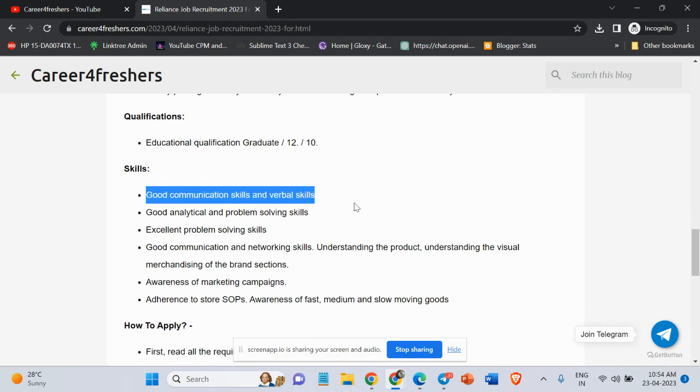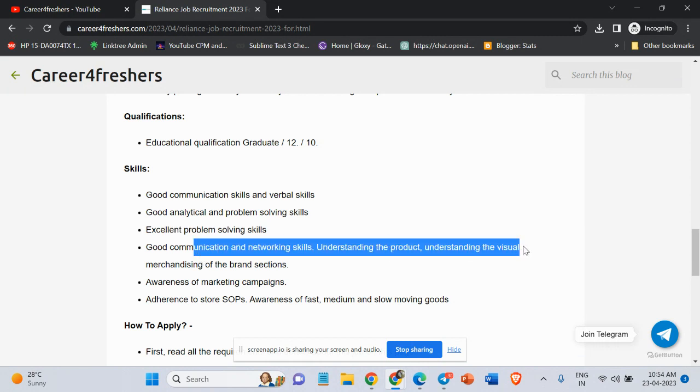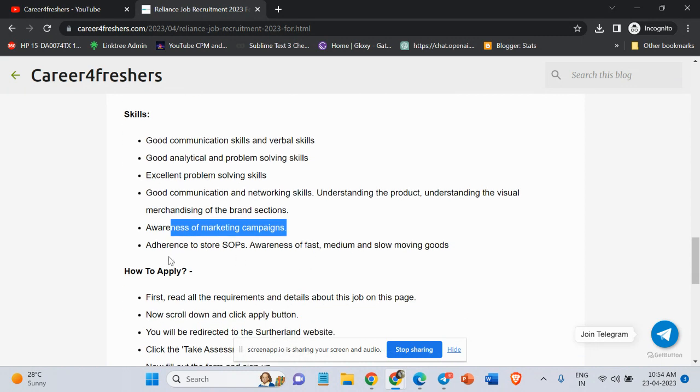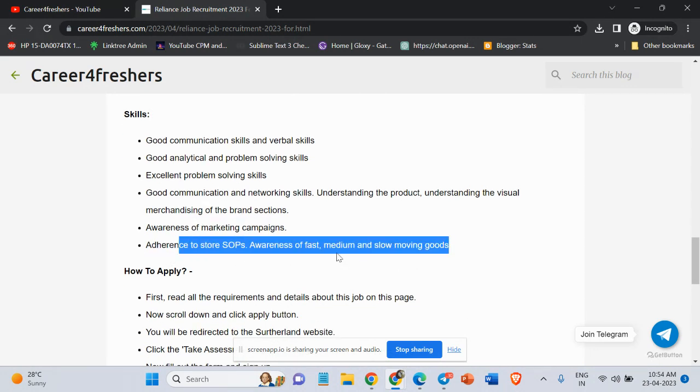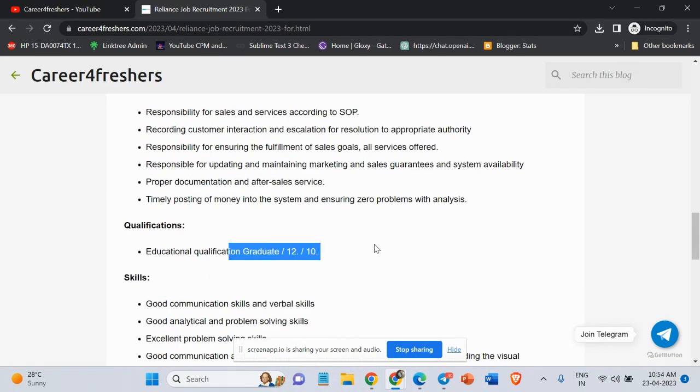Next are skills. Good communication skills and verbal skills. Good analytical and problem solving skills. Excellent problem solving skills. Good communication and networking skills, understanding the product, understanding the vision, awareness of marketing campaigns, awareness of store SOP, awareness of fast, medium and slow moving courses. So these are the job responsibilities and skills. So any graduate can apply for the job.